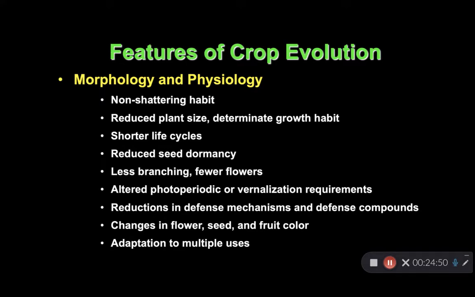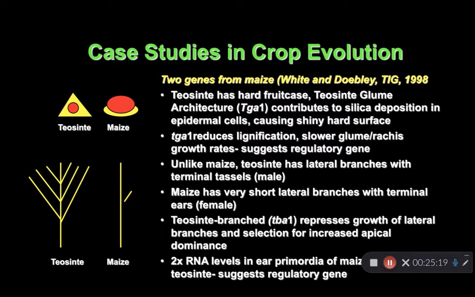People selected for reduced plant size and determinate growth, shorter life cycles, reduced dormancy, less branching. They selected for altered photoperiods and altered vernalization requirements. They selected for reductions in astringency and bitterness and defensive compounds so that the plants were more palatable, and for colors and shapes that they liked. These are all things you might imagine humans would want, and humans modified their plants to suit that purpose.